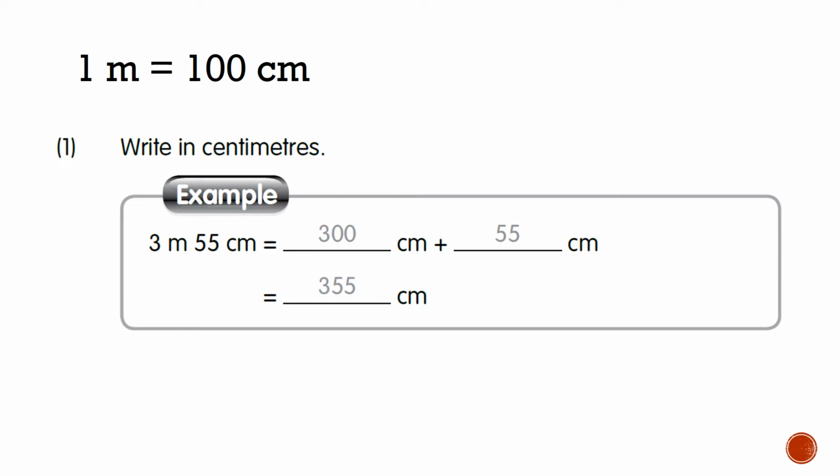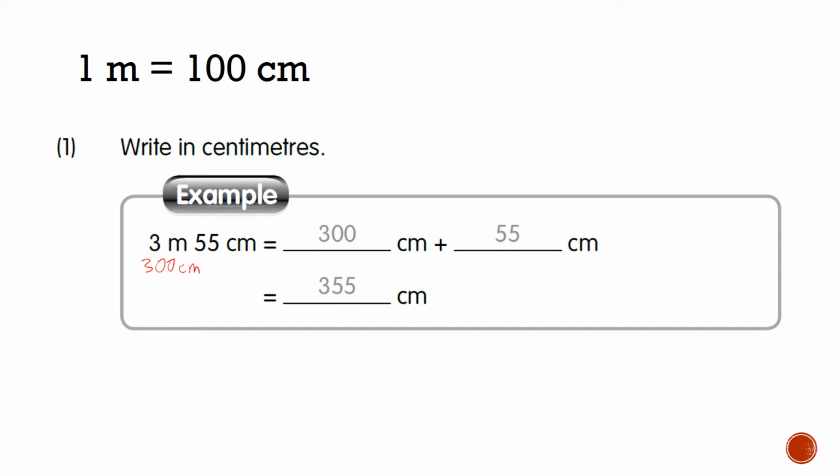Just like for money, 100 cents equals $1, and you're able to change between dollars and cents. So in this case, I want you all to remember that 1 meter is equal to 100 cm. So when I ask you to convert or write in centimeters, when they give you something like 3 meters and 55 cm, just remember that because 1 meter is 100 cm, 3 meters is 300 cm. Okay?